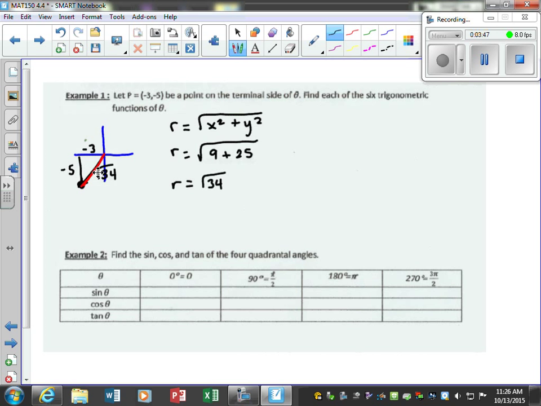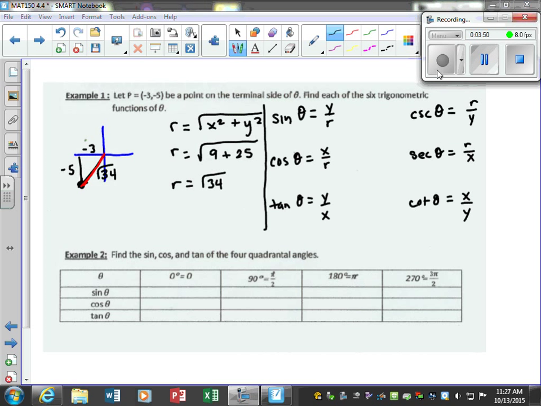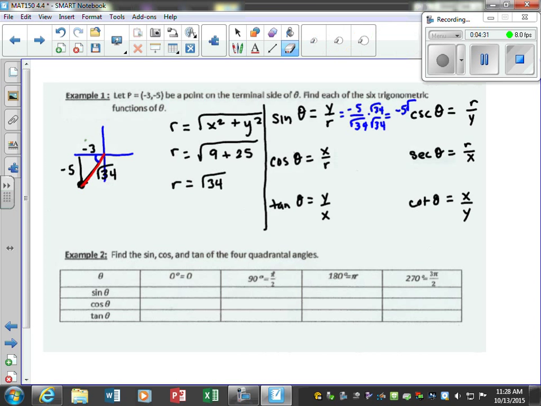Now we want to evaluate our trig functions. I just paused it and jotted down my definitions from the previous screen. Now let's fill those in. If this is angle theta, what is the y value? -5 over the radius, which is the square root of 34. So this is just going to be -5 over the square root of 34. Now we want to rationalize that. So go off to the side and do the scratch work, where you would multiply by the square root of 34 over the square root of 34, which would leave you with -5 square root of 34 over 34.